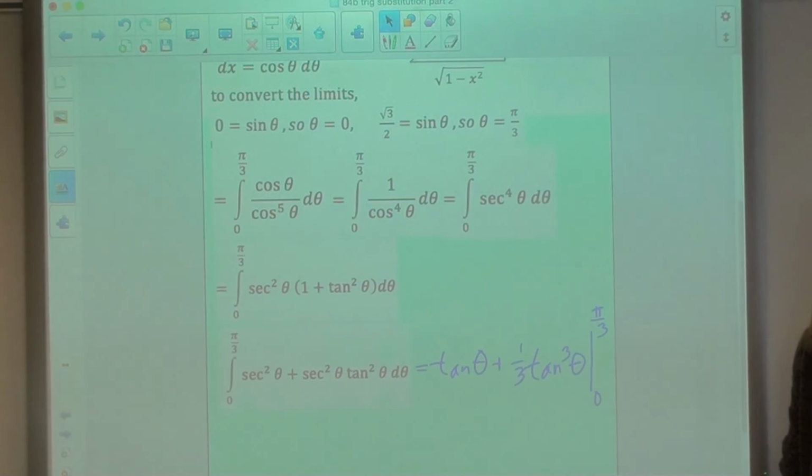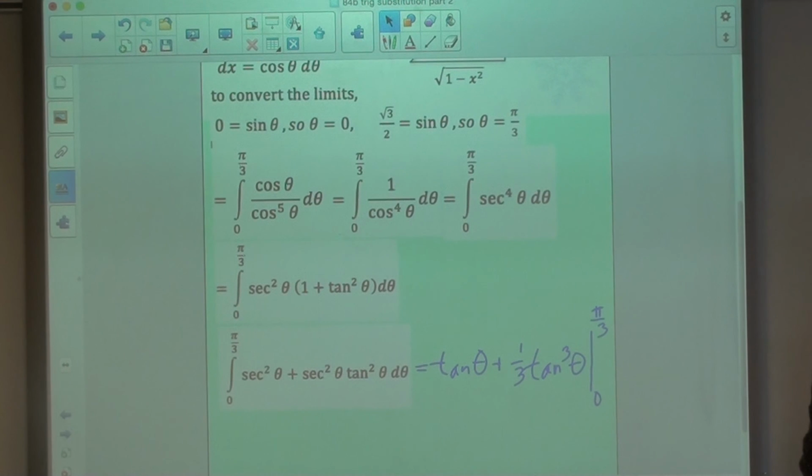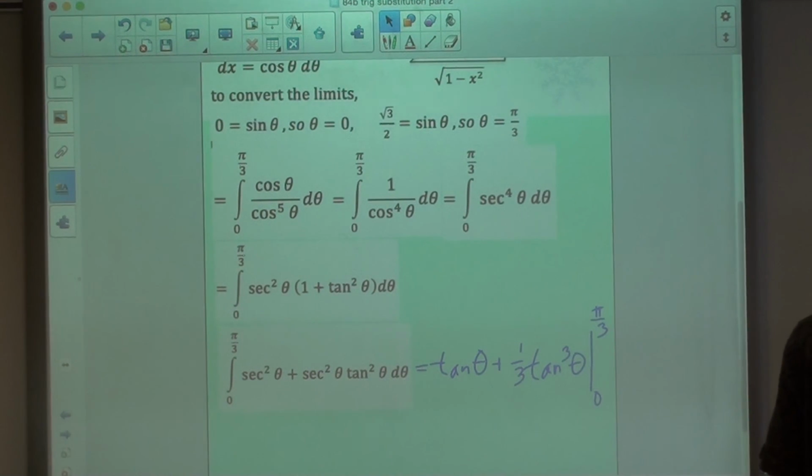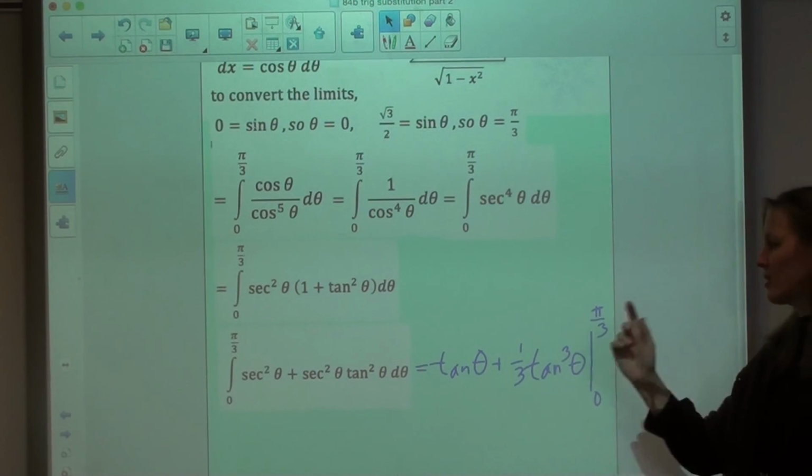Why doesn't it still work for u subs? Thomas still made us write out u and du. So we write u equals tan of theta. We didn't have to, but that's what he encouraged us to do. So you are encouraged to still write out the u and the du, but you don't have to actually write the integral in terms of u.